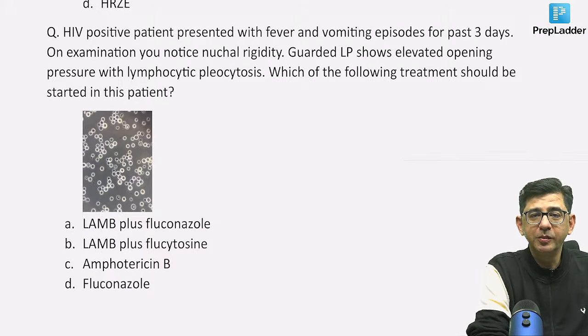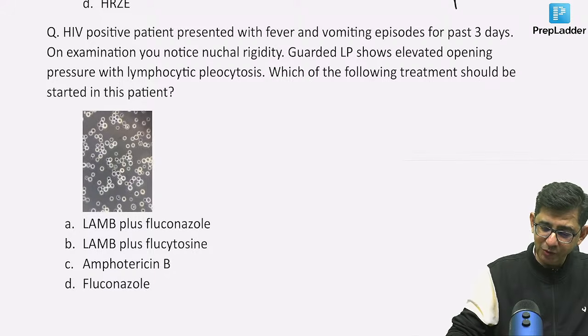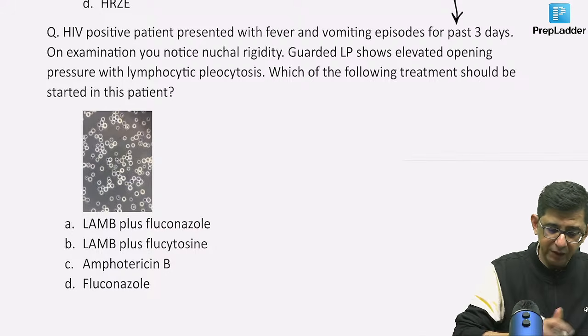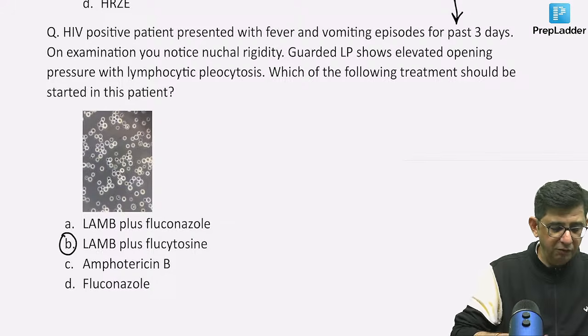HIV positive patient presents with fever and vomiting. Vomiting episodes for past 3 days, and then you notice nuchal rigidity. There's an opening pressure with lymphocytic pleocytosis. Treatment to be given would be liposomal amphotericin B with 5-flucytosine.